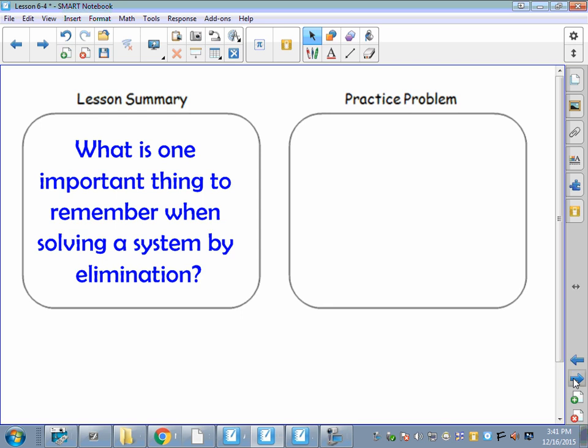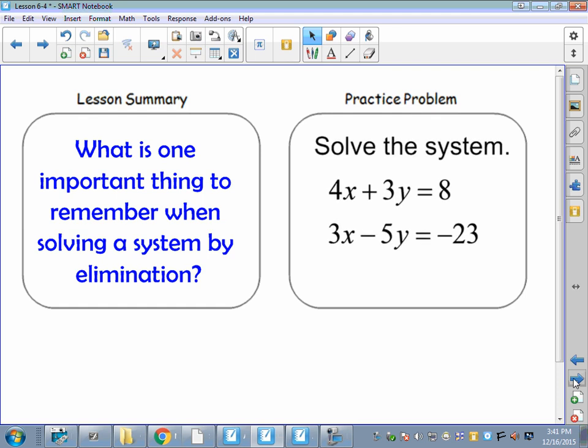And I'm going to give you one practice problem to do. Make sure you've got this one all set. It says solve this system. You're going to have to solve it by elimination with multiplication. So your first equation is 4x plus 3y equals 8. Second equation is 3x minus 5y equals a negative 23.